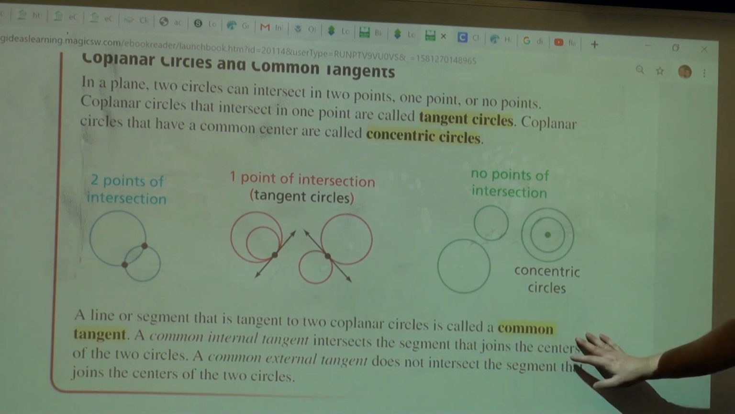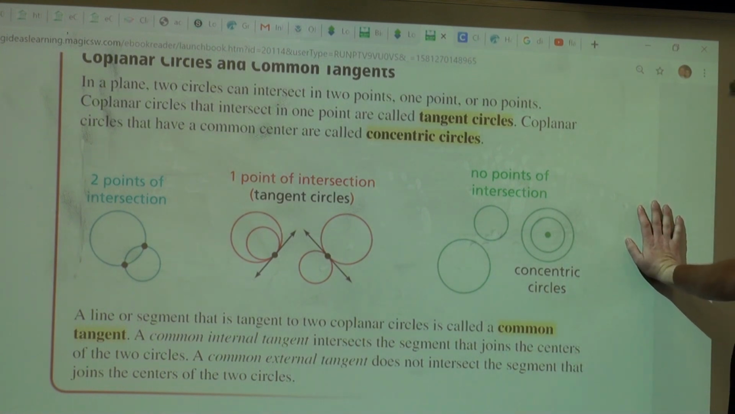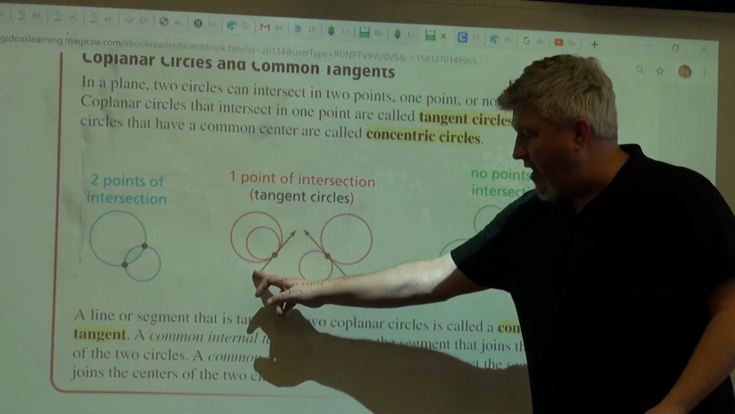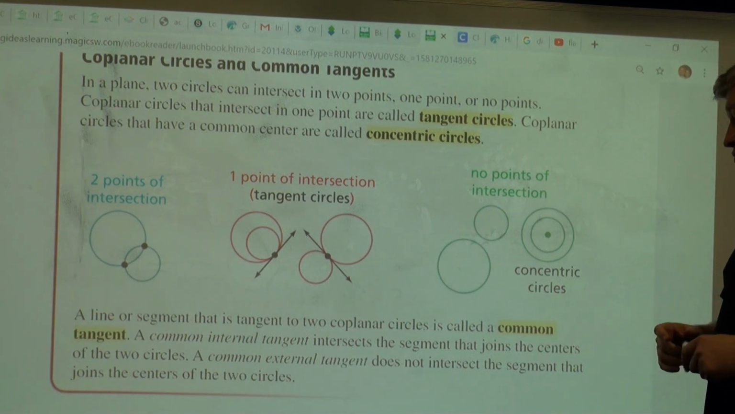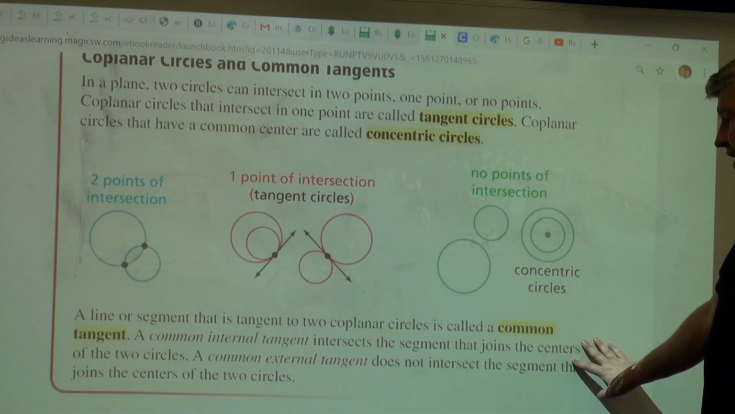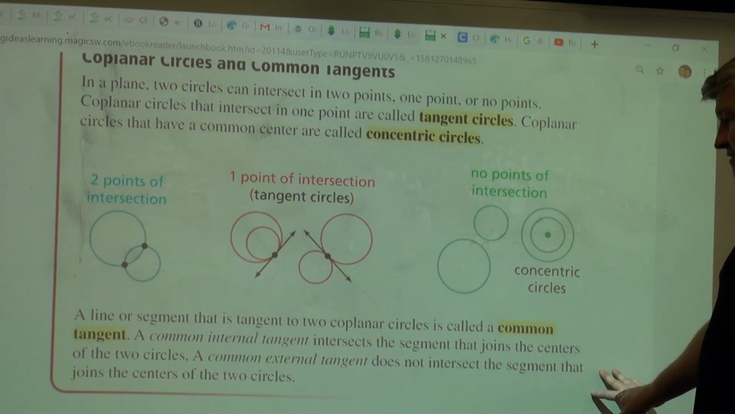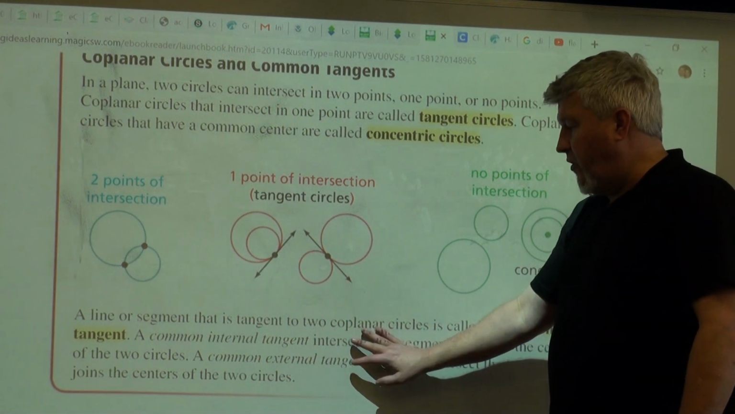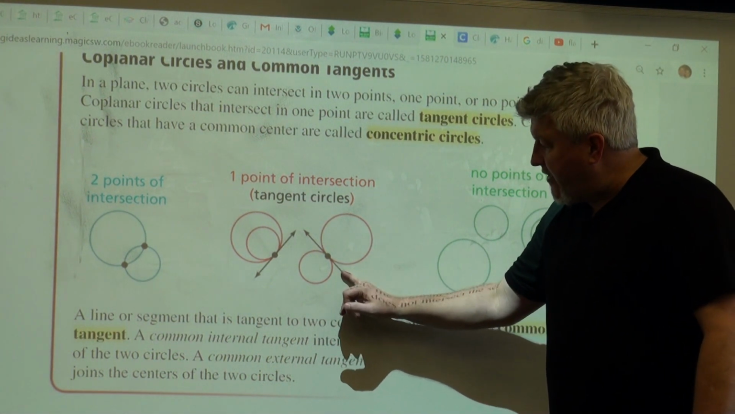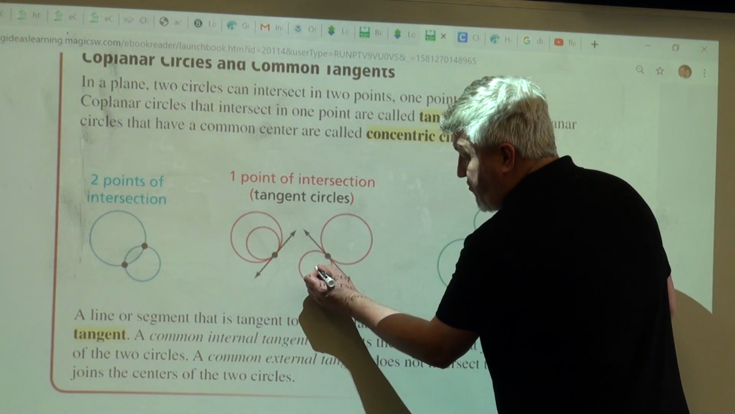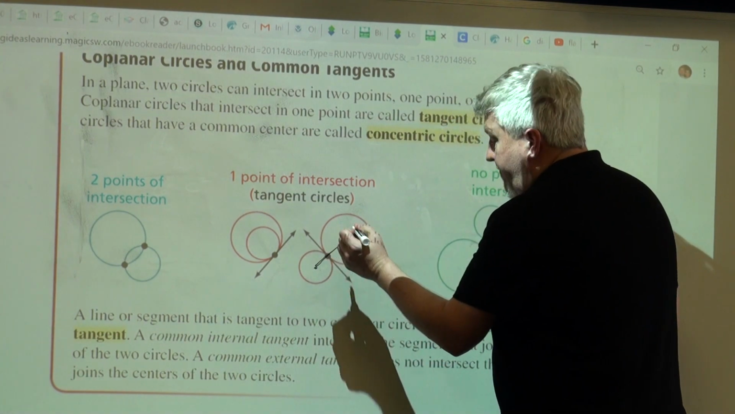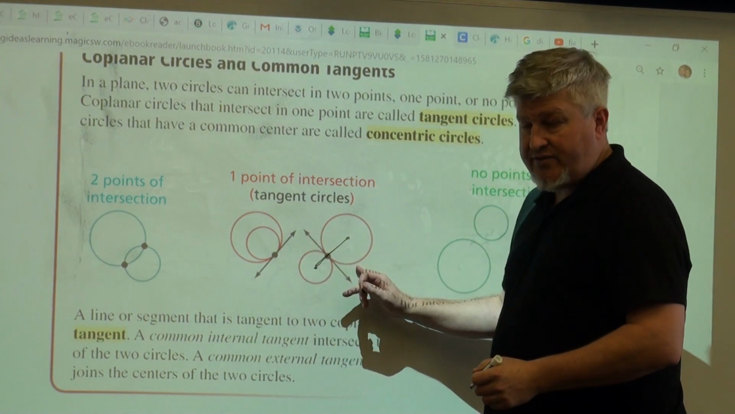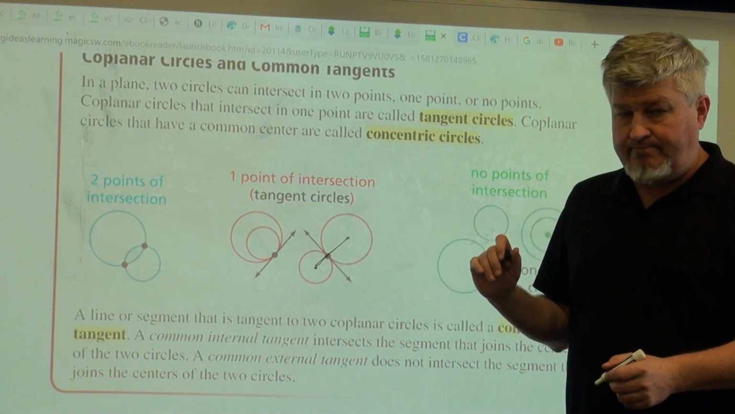A line or segment that is tangent to 2 coplanar circles is called a common tangent. That's what these are, common tangents, another term you should know. A common internal tangent intersects the segment that joins the centers of the 2 circles. A common external tangent does not intersect the segment that joins the 2 centers. So, this one is a common internal tangent because if I were to draw the circle centers here and connect them, you see that this tangent line goes through that, so that is a common internal tangent.